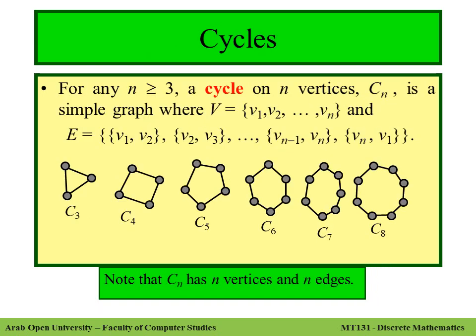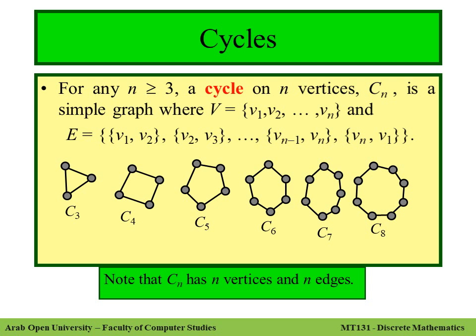The next type of special graph is called a cycle. To have a cycle you need at least 3 vertices, for n larger than or equal to 3. A cycle is again a simple graph where you can list the vertices as a sequence v1, v2 up to vn. Every vertex is connected to the next vertex. v1 is connected to v2, v2 is connected to v3, and the last vertex vn is connected to the first. The edges go around a cycle.